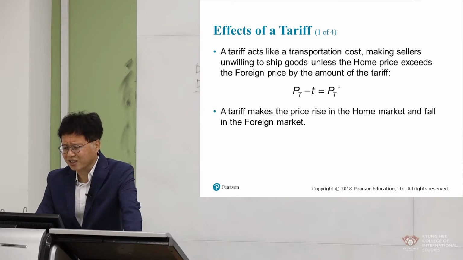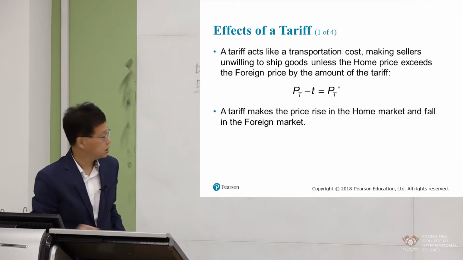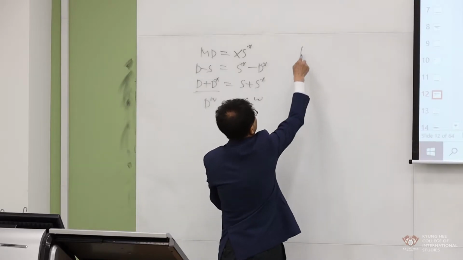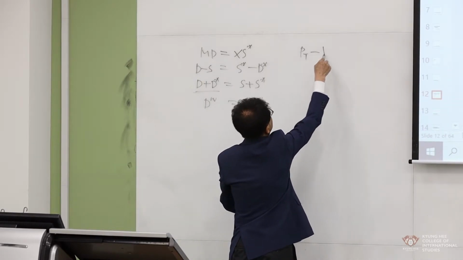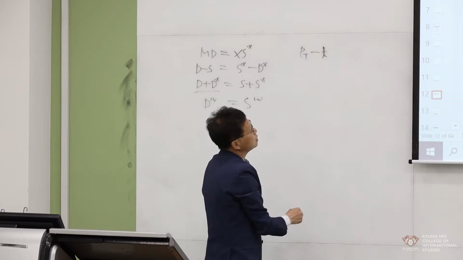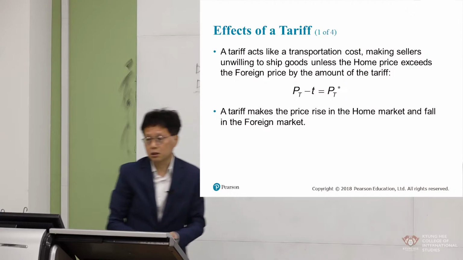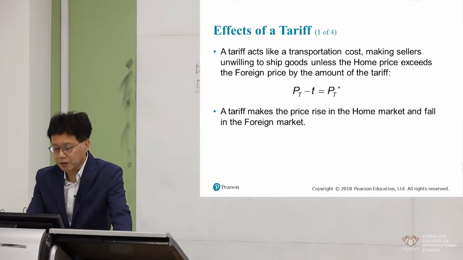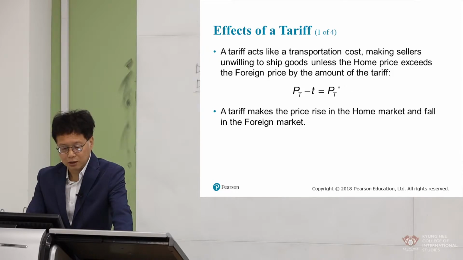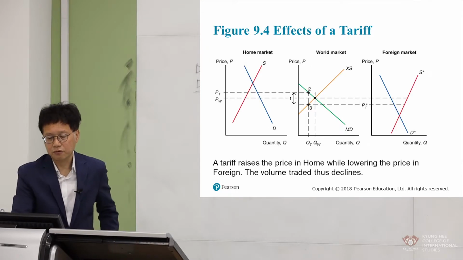A tariff acts like a transportation cost, making sellers unwilling to export goods unless the home price exceeds the foreign price by the amount of the tariff. So PT minus T is equal to PT star, as I already explained. A tariff makes the price rise in the home market and fall in the foreign market. That is the full graph reasoning.